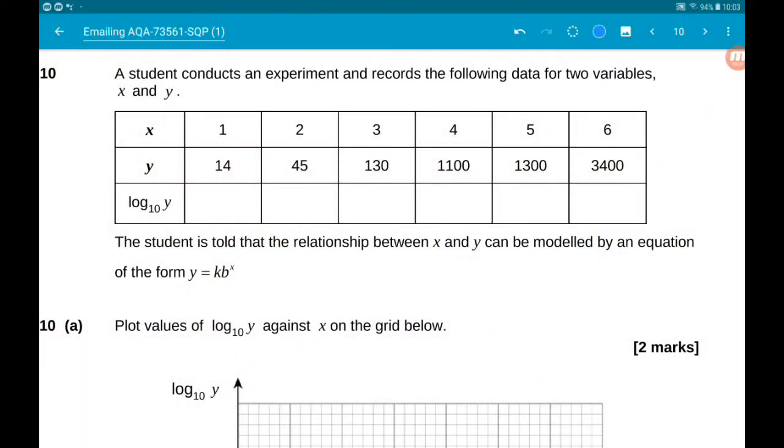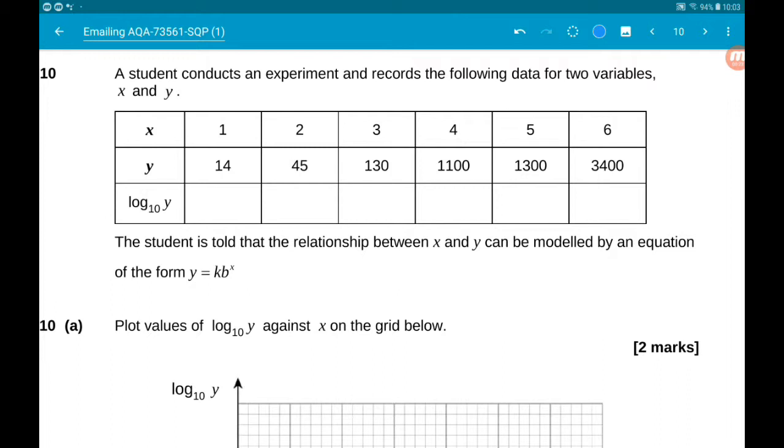Okay, question 10. Sadly, we have modelling with logarithms. Does anybody actually like logarithms? I definitely don't.